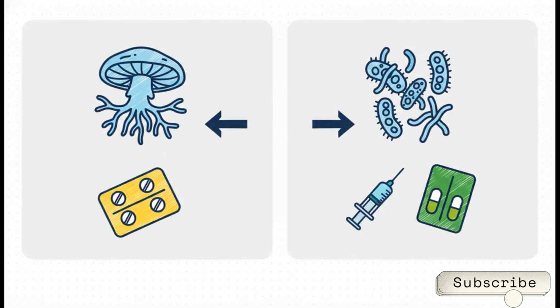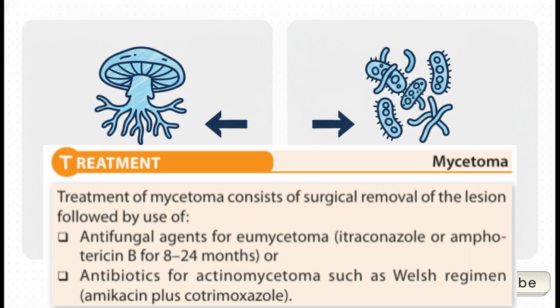And this slide right here is why getting that initial diagnosis right is so absolutely vital. You cannot mix these up. You treat the fungal cause, Eumycetoma, with long-term antifungals like itraconazole. You treat the bacterial cause, Actinomycetoma, with antibiotics. The most famous combo is the Welsh regimen, which is amikacin plus cotrimoxazole. Totally different drugs for totally different organisms.